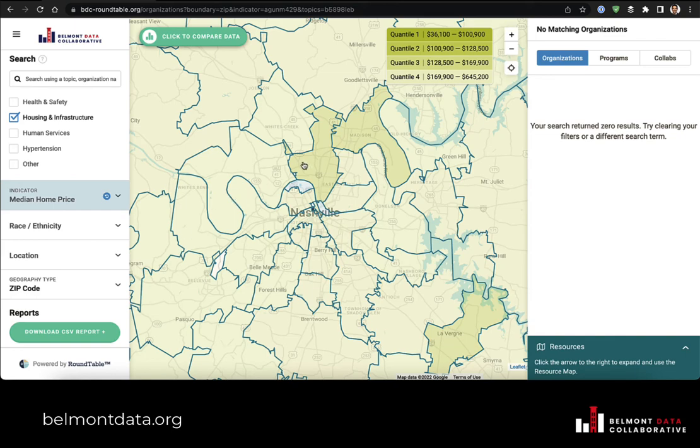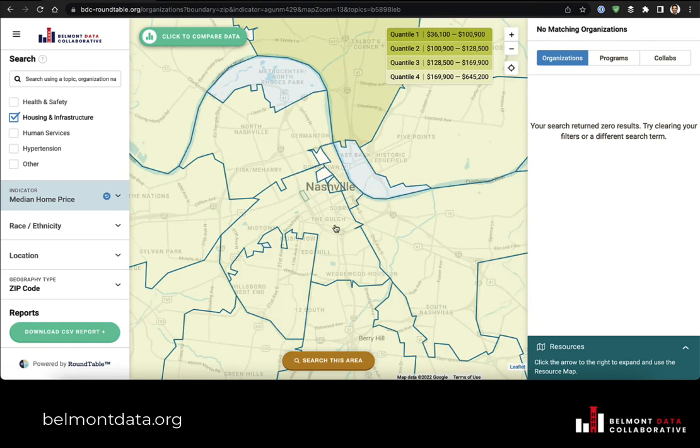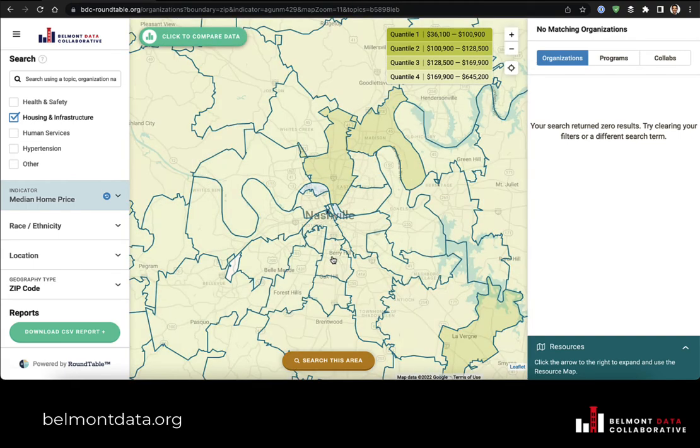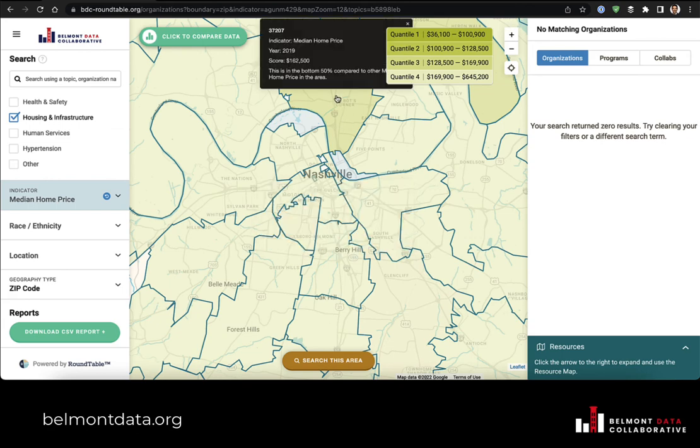You can see that you have different highlighted areas, all at the zip code level, and each area is shaded based on the prices of the homes. If I look, here's Berry Hill, and the median household price in 2019 was $528,000. Where if I look up here in 37207, it's actually $162,000, a drastic difference here in the community.